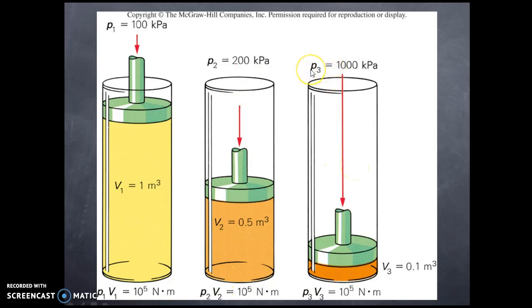You increase the pressure much further, to 1000 kilopascals. This time the volume has become much smaller, and the volume became 0.1. When you multiply P3 times V3, you get 10 to the power of 5. So from this experiment, you can see that P1 V1 equals P2 V2 equals P3 V3. As long as you use the same gas and you keep the temperature constant, the product of pressure and volume remains constant for that particular gas.